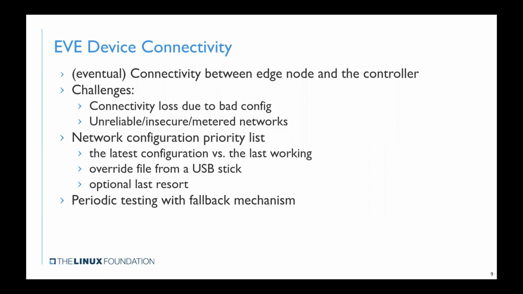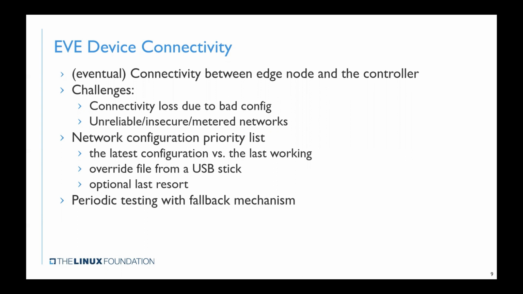It always maintains the latest received configuration from the controller. So that's like the intended state, not necessarily the working configuration. Then it also maintains the last working configuration, so the one which was proven to provide connectivity with the controller. And then there are two more which are used often at the beginning, after the first boot, before the device connects to the controller for the very first time. So there is an optional last resort.